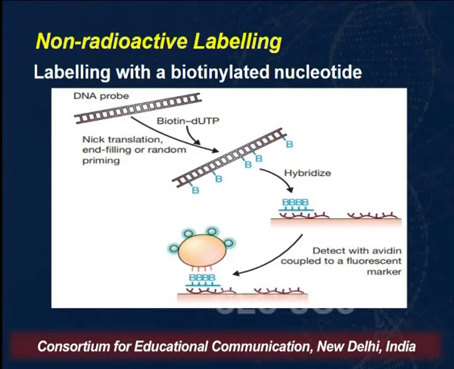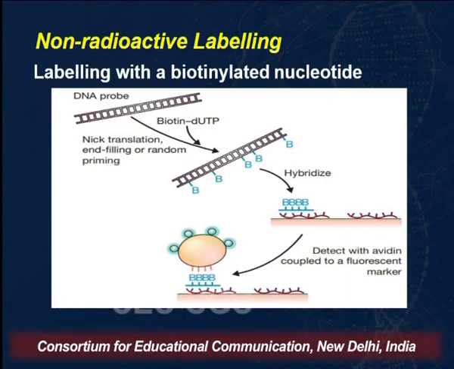One is the labeling with the biotinylated nucleotide. In this case, you use a DNA fragment which you need to probe, and then you add biotin deoxyuridine triphosphate. So you add these dUTPs, and when you are priming this molecule, you prime it by using dUTPs containing the biotin. Now biotin is a compound which has a lot of specificity for another molecule which is called avidin. So biotin and avidin are highly specific to each other.